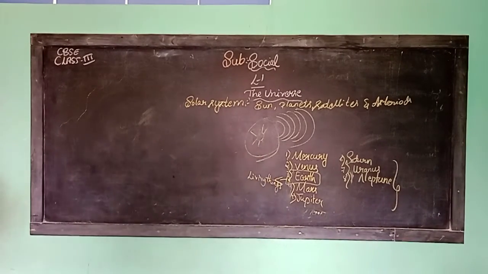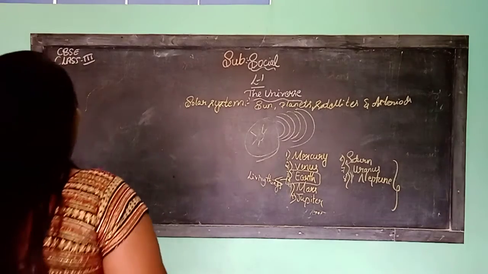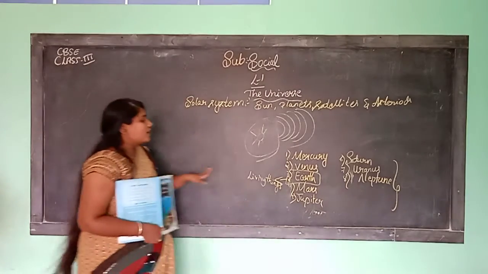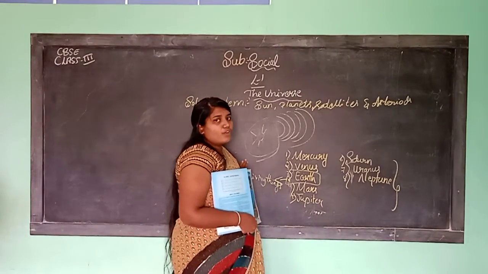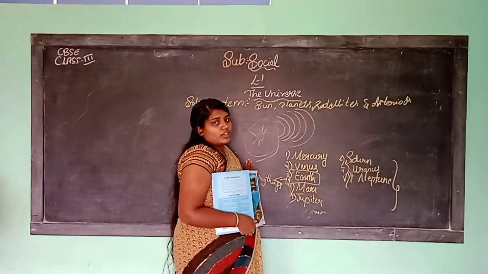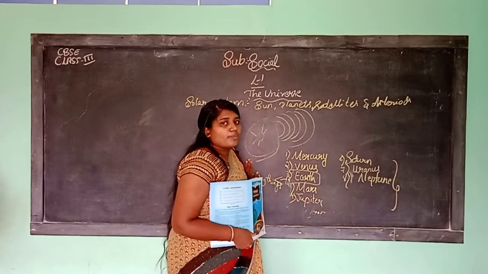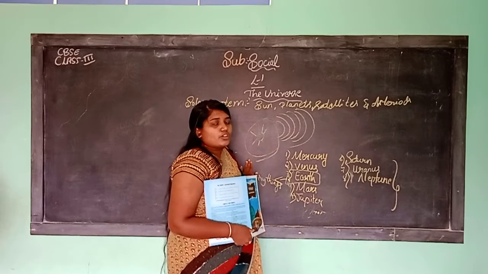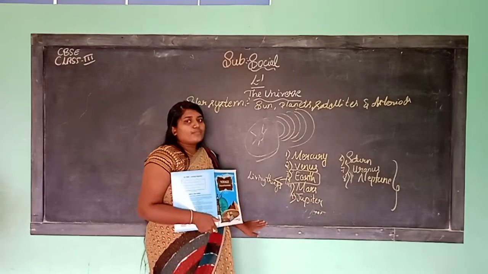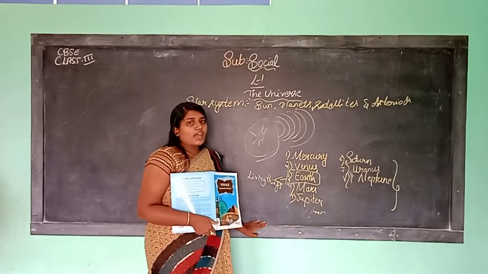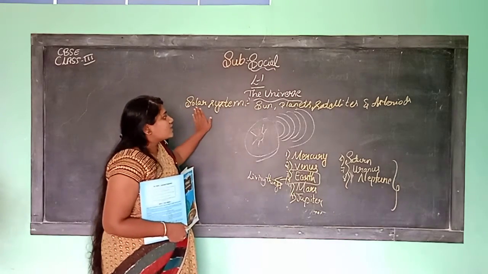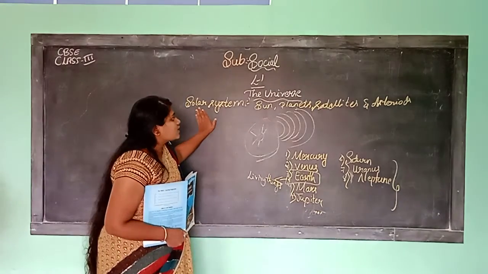Earth is also a planet, no? Why can living things exist here? Because only the earth has air and water. So the living things can exist here. All living things need air to breathe and water, no? So only on the earth there is water and air. So the living things can survive on the earth very easily. Understood, children?